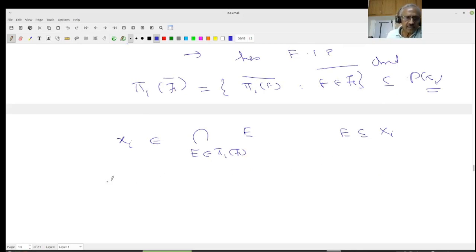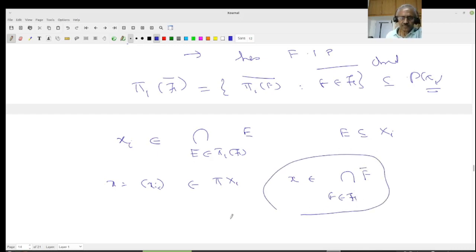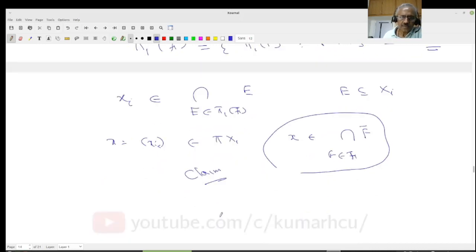Now look at x equal to (xi). This is an element of the product of Xi. I want to say x belongs to the intersection of F closure over F in script F. That's it. This is what we want to claim. That means it's the same as saying x is an adherent point of F for every F in script F.